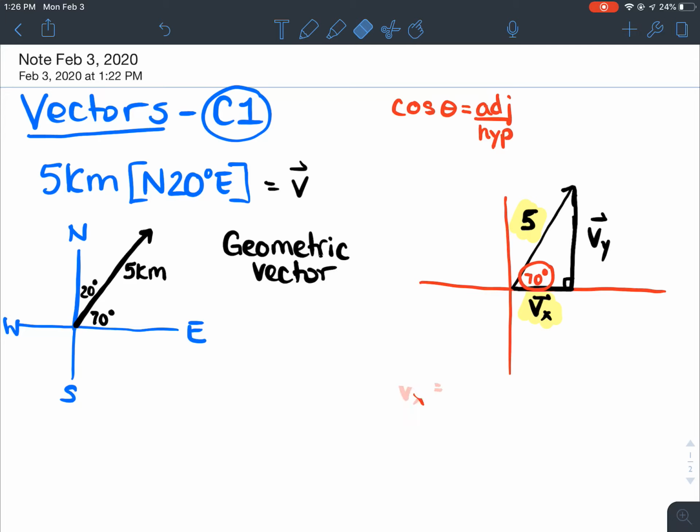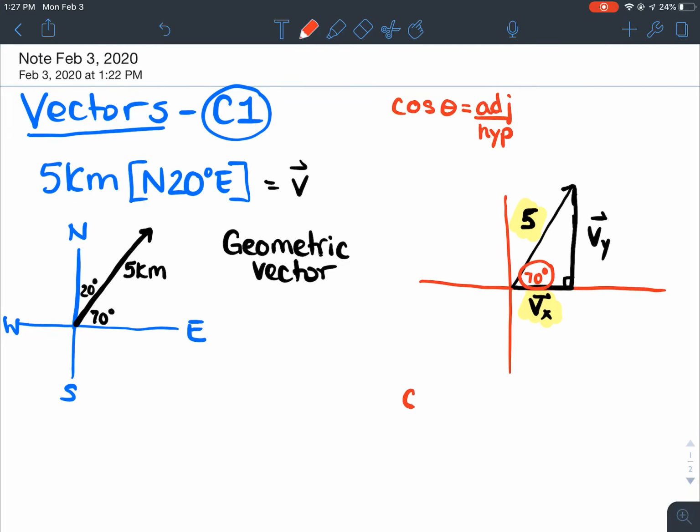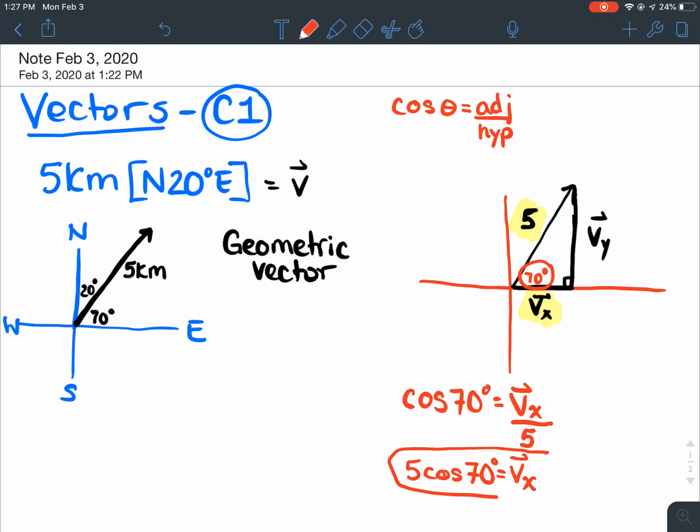So my x component of my vector would be, well, before I write it like that, let me write it like this. Cos 70, I know the angle is 70, is equal to adjacent over hypotenuse, so the x component of my vector over 5. If I want to isolate my x component, we'll just multiply both sides by 5. So there we have it, 5 cos 70. This is the x component. And if I had a calculator, which I don't, you could figure out that answer.